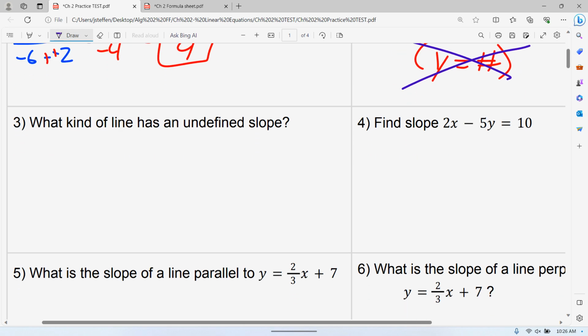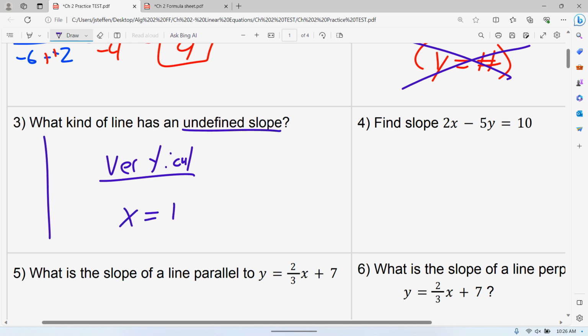Next one, fairly similarly, what has an undefined slope is a vertical line. You don't need this, but just so you know, x is equal to a number is the equation for a vertical line. There's no y in that, just the x.